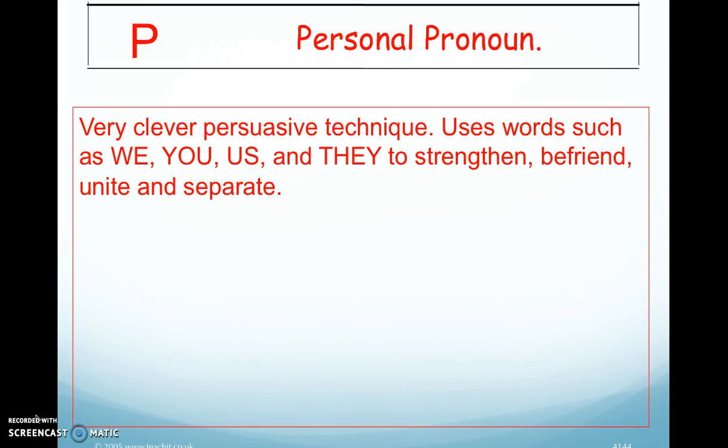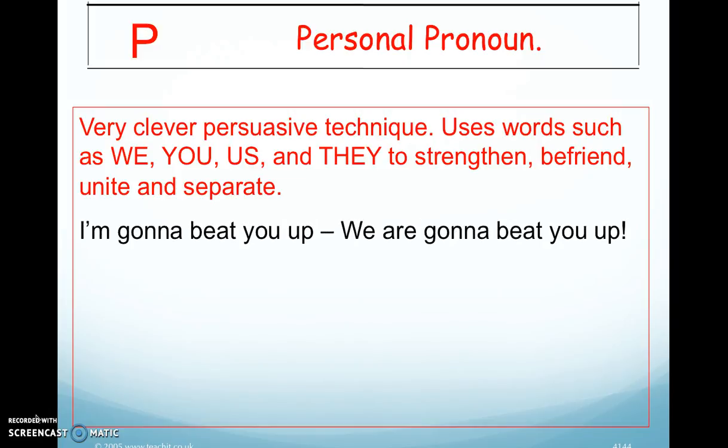So this is a persuasive technique that uses personal pronouns like we, you, us, and they to strengthen, befriend, unite, and sometimes also to separate. So an example of that is changing from I'm going to beat you up to we're going to beat you up. What this technique does is it automatically forges a bond between you and your audience. It gets them on side and it starts making them think about how you and they are similar. It creates, as it says there, that feeling of unity, which can be a very powerful technique when you're trying to persuade someone because you want them to be feeling like you're on their side.